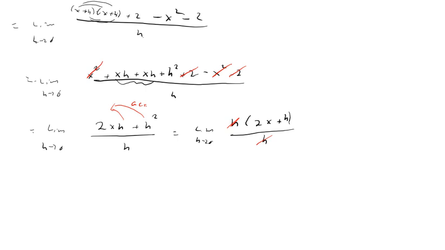So we canceled our h, and now we have the limit as h approaches 0 of 2x plus h. And if I plug in the limit, that's just going to be 2x plus 0, which is just 2x. And this is my tangent slope equation.